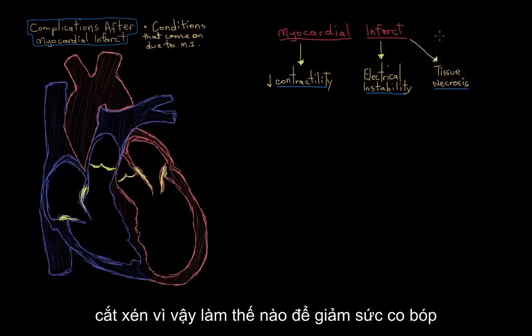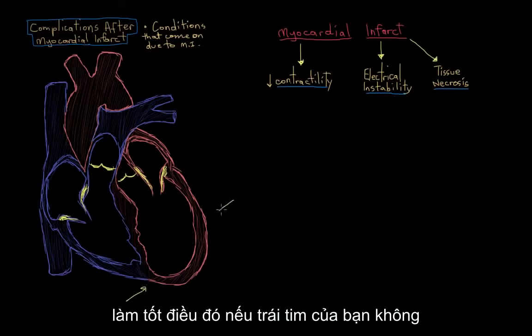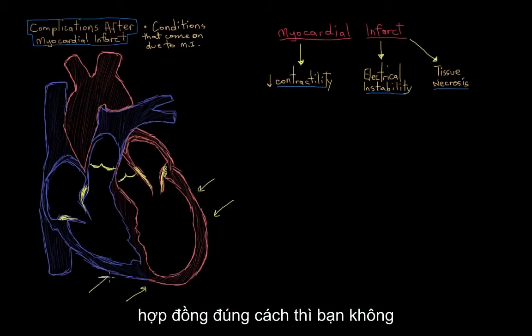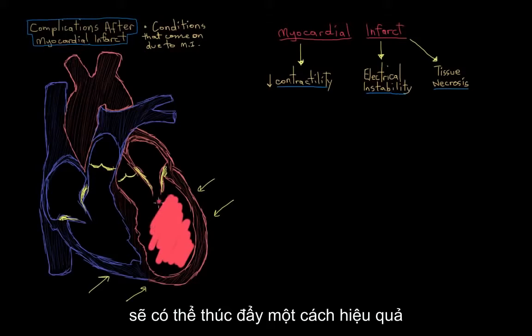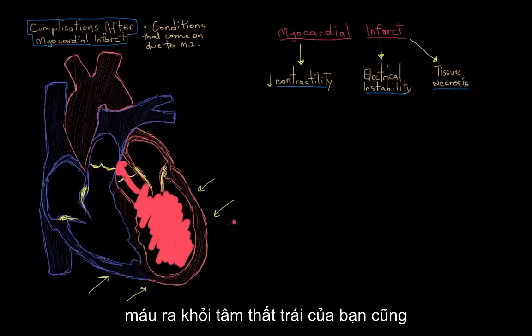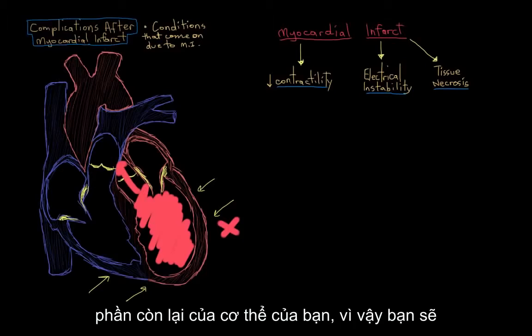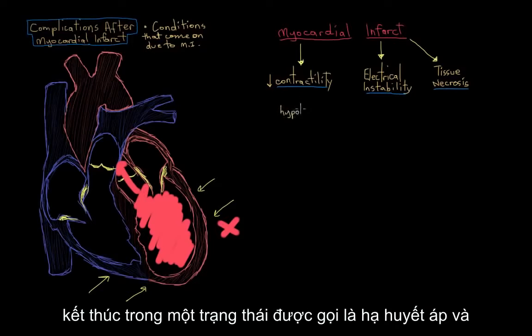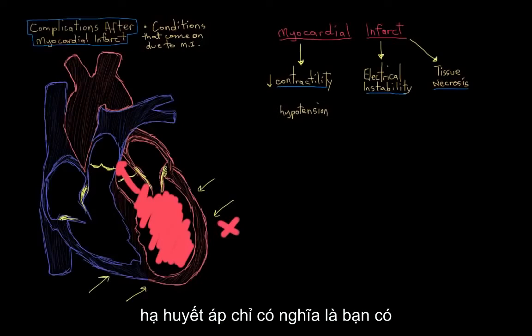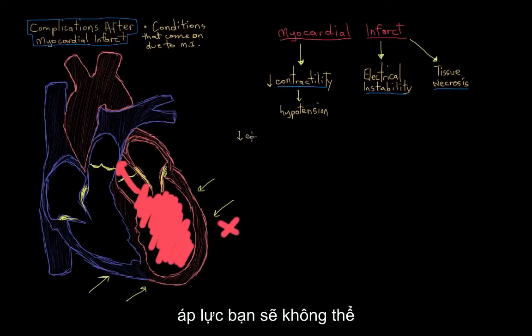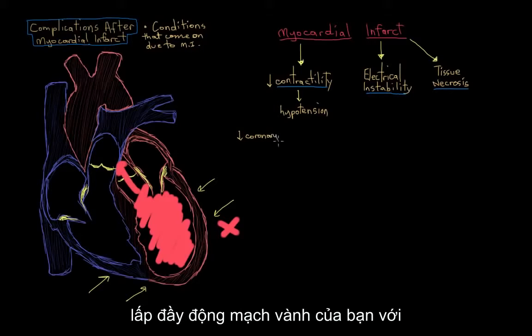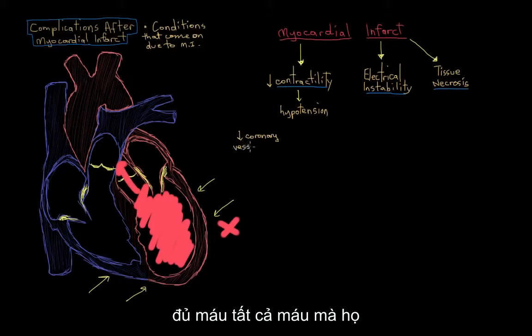So how does reduced contractility do that? Well, if your heart's not contracting properly, then you're not going to effectively be able to push blood out of your left ventricle to the rest of your body, right? So you'll end up in a state called hypotension. Hypotension just means that you have pathologically low blood pressure. And when you have pathologically low blood pressure, you're not going to be able to fill your coronary arteries with all the blood that they need.